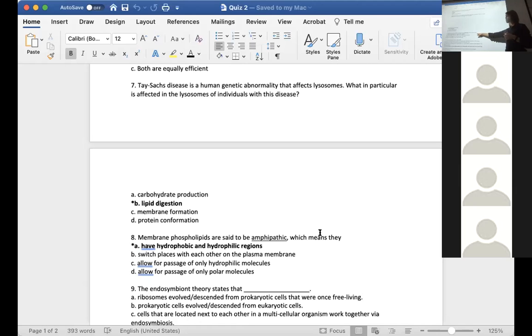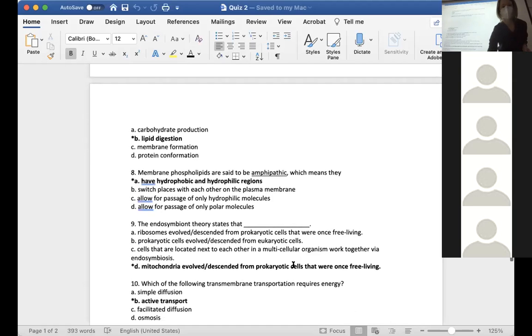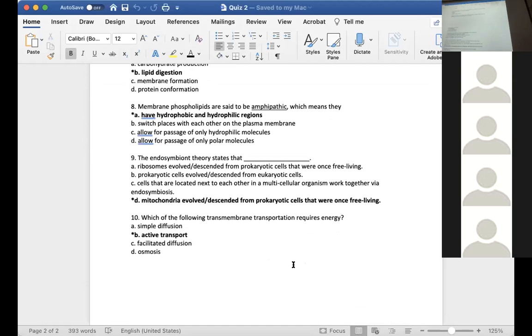Okay, phospholipids, amphipathic. You definitely want to know what amphipathic means. It means they have a hydrophobic and a hydrophilic region. And know what hydrophobic means and hydrophilic. So hydrophobic means it's not going to mix with water or other polar molecules. Hydrophilic is the opposite. It will mix with water and polar molecules. Okay, so phospholipids, those are a big part of the cell membrane.